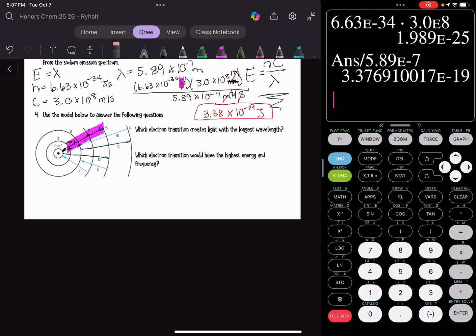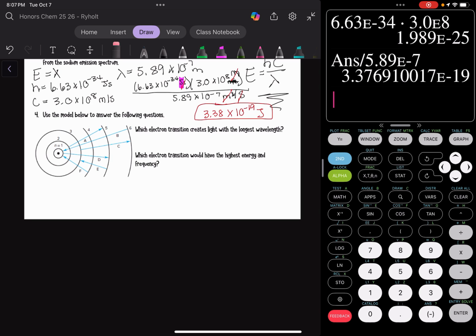But our question doesn't actually ask which one is absorbing the most energy. It's asking which one of these is creating the wavelength with the longest light, and which one is creating the highest energy and frequency. So we're not talking about the ones that are moving away from the nucleus, because those are absorbing energy. It isn't until we're in a higher energy level and we're falling back down toward the nucleus that we release light and we release high energy, high frequency electromagnetic radiation.